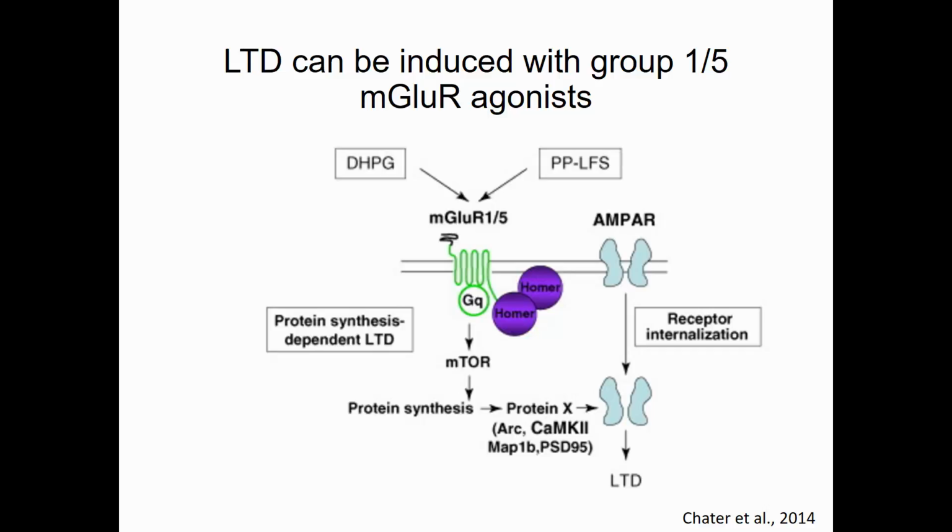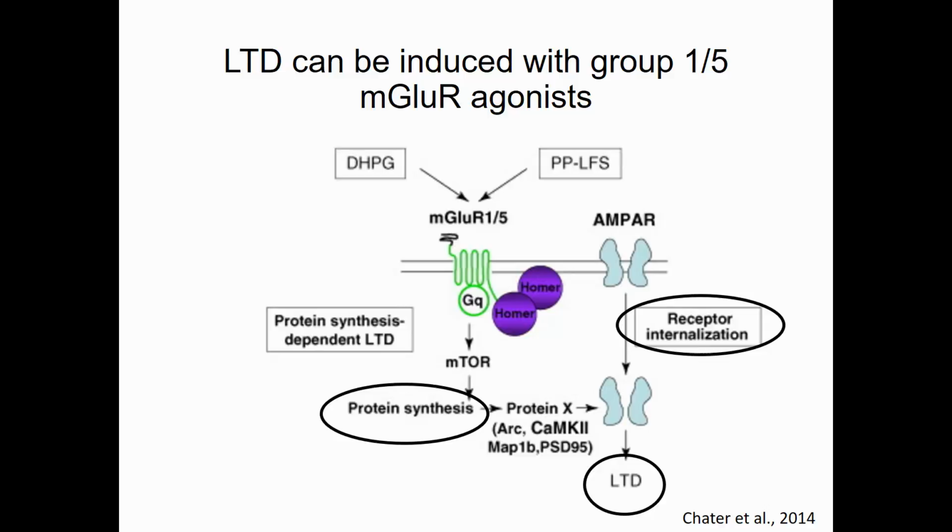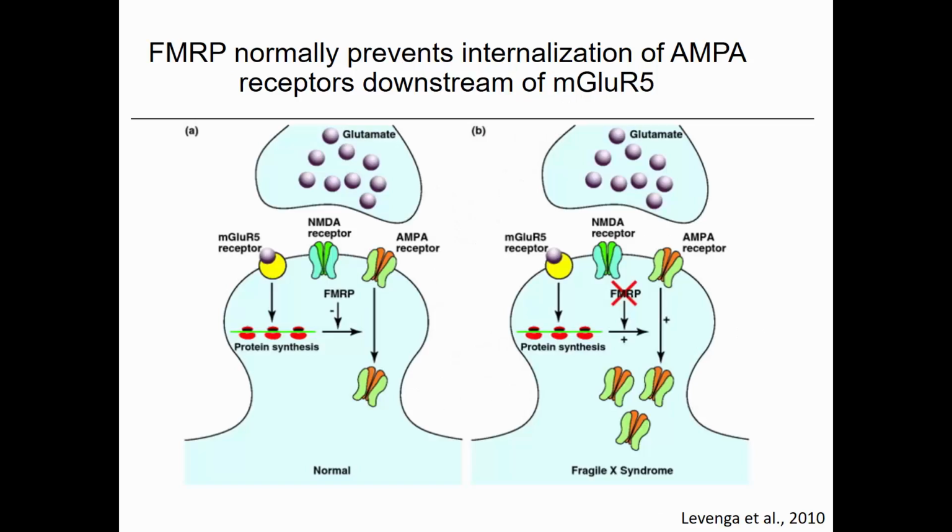So when you activate these metabotropic glutamate receptors, this triggers some protein synthesis. Some of these proteins, you don't have to memorize, but they lead to receptor internalization, and thus LTD. So you might be able to predict where FMRP comes into play in this protein synthesis. Normally, FMRP prevents this internalization of AMPA receptors by being a negative regulator of protein synthesis.